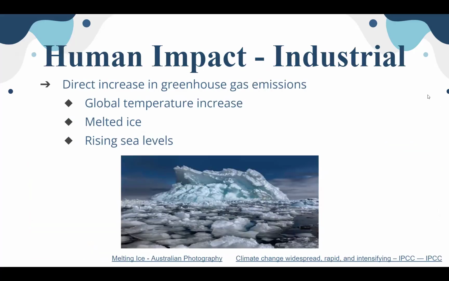These industrial activities don't just change the chemistry, they change the physical state of our planet. As carbon dioxide increases, so does the global temperature. This heat leads to the melting of polar ice caps and glaciers. This contributes to habitat loss among many species that live in these cold regions.